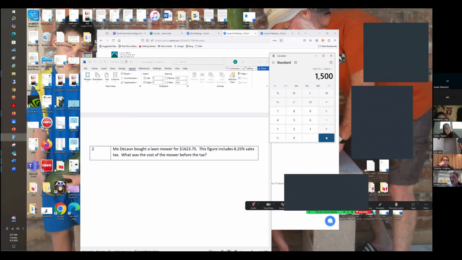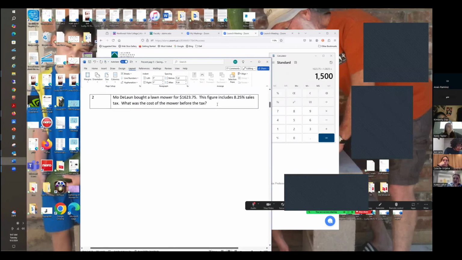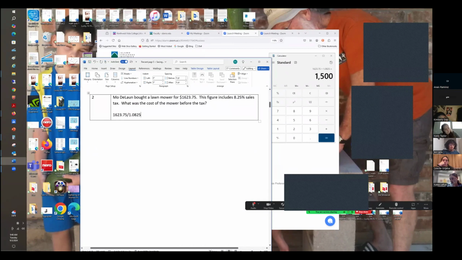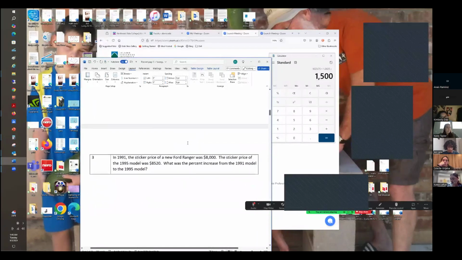And that, ladies and gentlemen, is the answer. Really. Yep. So just to reiterate that, it's 1623.75 divided by 1.0825. And that is the calculation that would give you the right answer. This is going to be new to some of you. Some of you, it's maybe not.